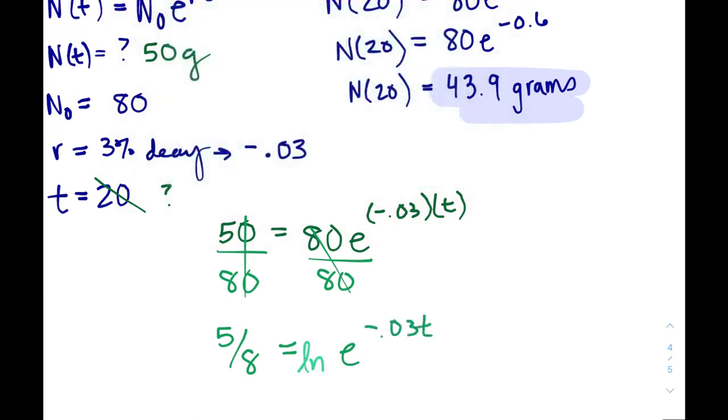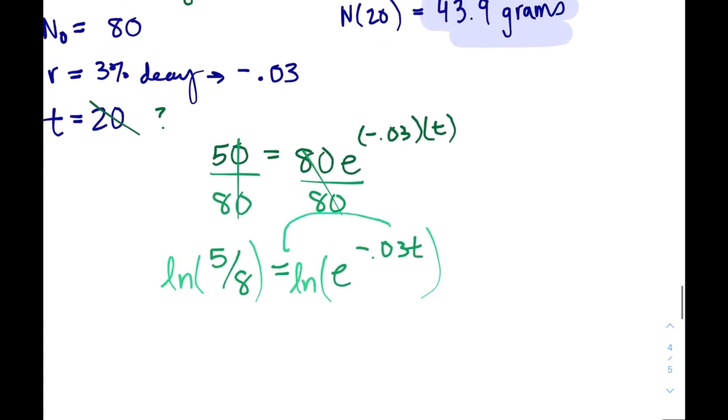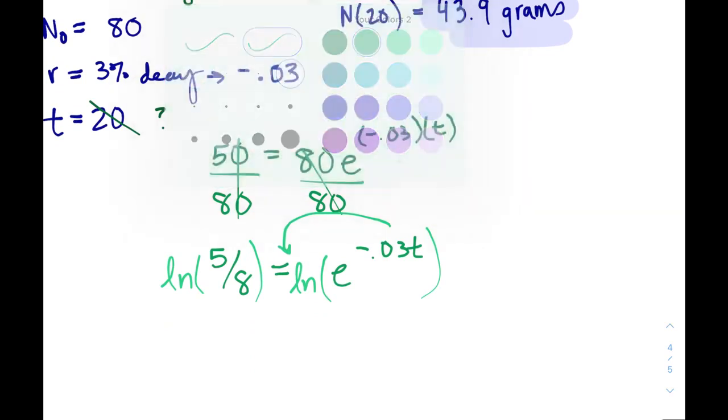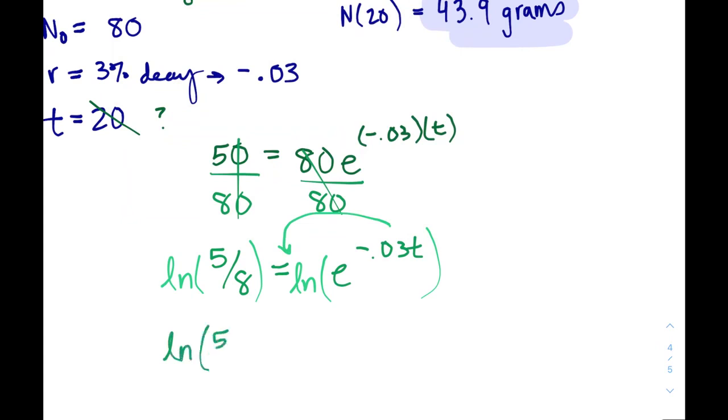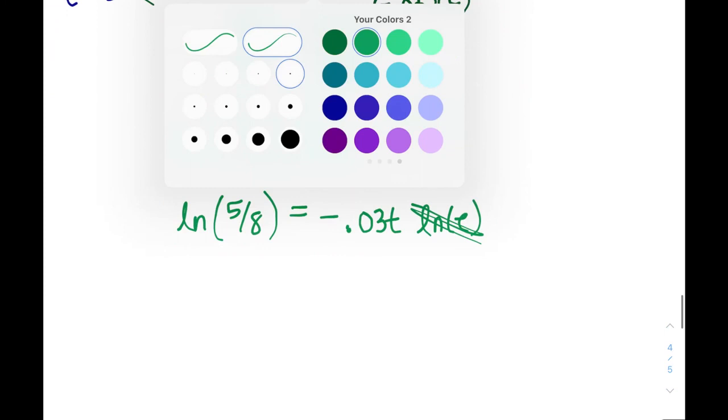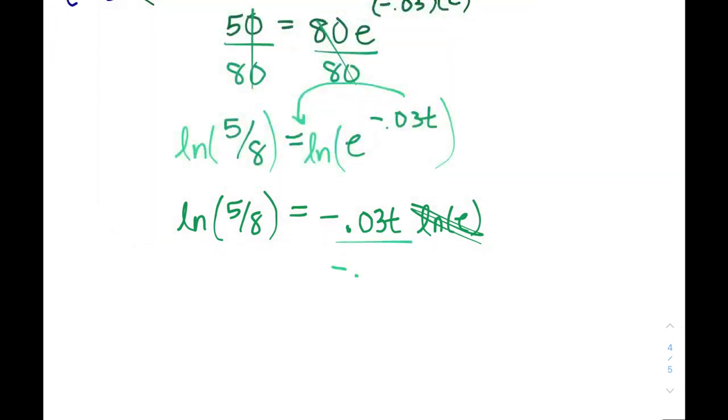Then I'm going to go ahead, take the natural log of both sides, because that sets me up to be able to use the power property and bring down my exponent. So now I've got natural log of 5/8 equals negative 0.03t natural log of e. Again, natural log of e equals 1. That's the whole reason we used natural log rather than log. So that goes away. Then I divide both sides by negative 0.03.